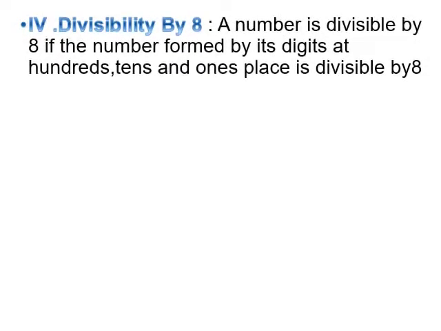Let's see the test for divisibility by 8. It is the same as for 4, but one small change is there. A number is divisible by 8 if the number formed by its digits at, now one place increases here, instead of tens and ones, now hundreds is also there, the hundreds, tens and ones place is divisible by 8. So let's learn this from an example.